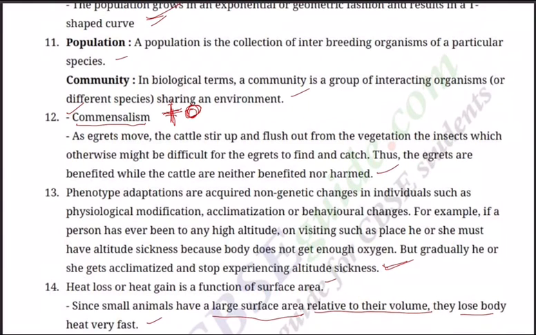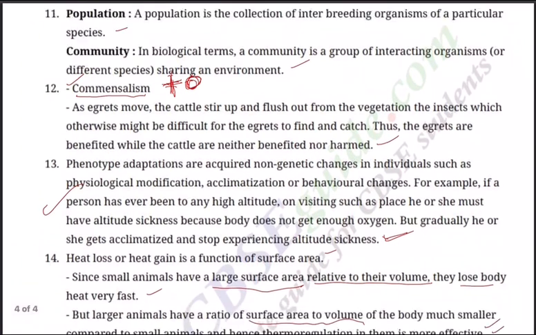Question number 13. Phenotypic adaptations are acquired non-genetic changes in individuals such as physiological modification, acclimatization, or behavioral changes. For example, if a person has ever been to any high altitude, on visiting such a place, he or she must have altitude sickness because the body does not get enough oxygen. But gradually he or she gets acclimatized and stops experiencing altitude sickness. So the body is getting used to it.